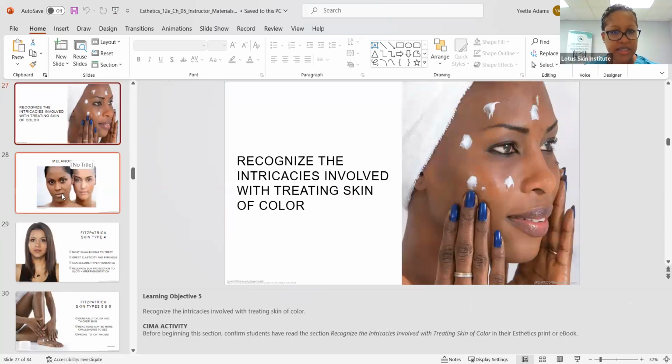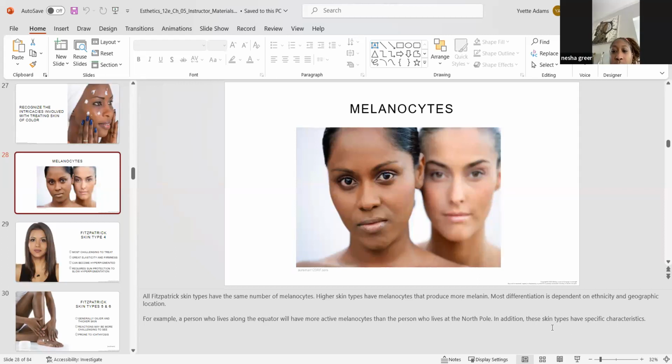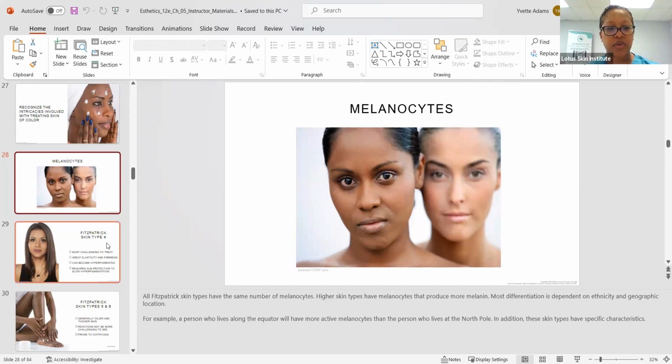Okay. Intricacies of treating skin of color. When we talk about Fitzpatrick types, and when we talk about treating higher Fitzpatrick types, one of the things that we're dealing with is that we have higher levels of melanin in the skin. And there's a lot of things that go along with that. While melanin is UV protective, it protects the skin from reaction to UV exposure, melanocytes also have a whole life of their own.